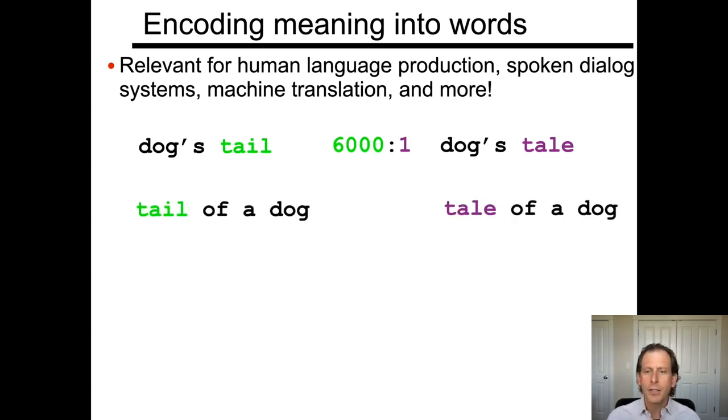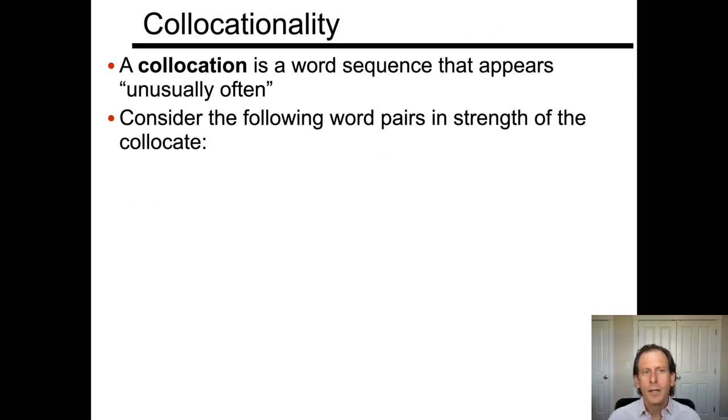If I switch it around, tail of a dog, it's still biased, it turns out, to the TAIL interpretation, but it's much less strong. It's actually 750 to 1. You can see that there's information here that's contained in these co-occurrence statistics, and this gives rise, this is actually the basis, or you can even think of it as a formal characterization of a conceptual intuitive notion that's played a role for a long time in language teaching, in corpus study of language, and that's the notion of collocationality.